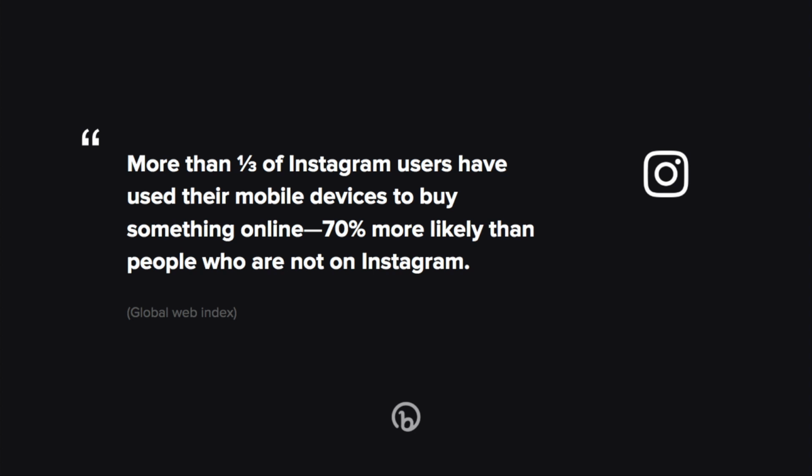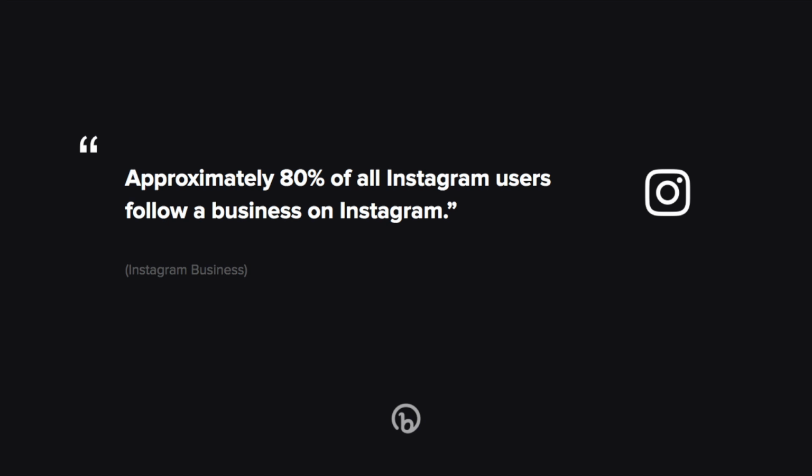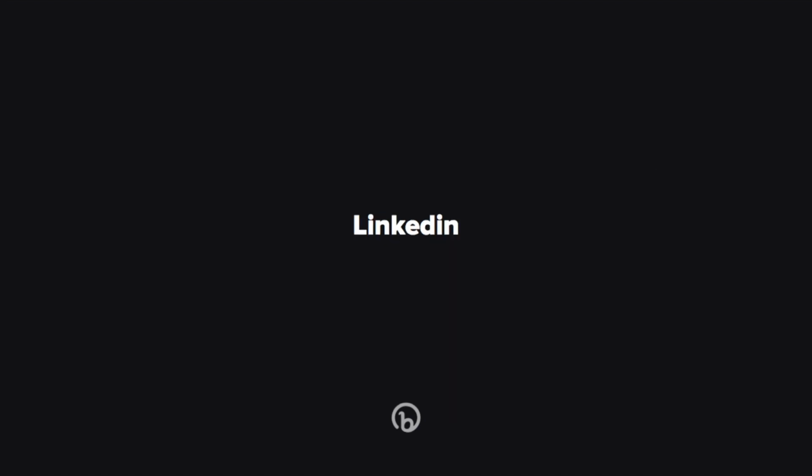One reason you may want to be on Instagram is that your competitors already are, most likely. According to Instagram Business, approximately 80% of all Instagram users follow a business on Instagram. So usually I don't advocate for being on a social channel just because your competition is, and I definitely don't think it's necessary for businesses of every type and industry, but say for example you're a retail company, then this channel could be really great for you because of that really easy purchase flow and the purchasing habits of this platform's users. And that brings us to the final platform that I'm going to cover here, LinkedIn.